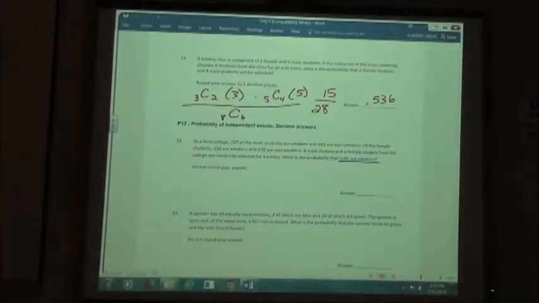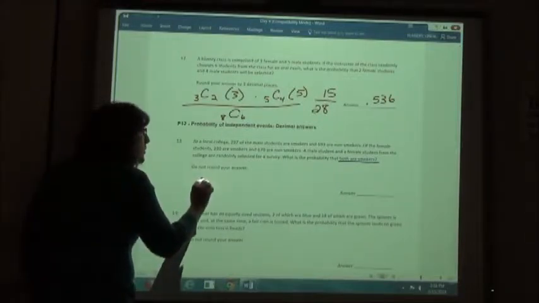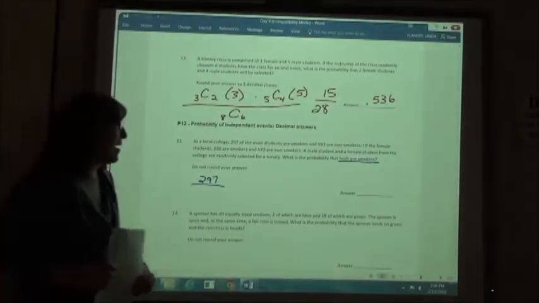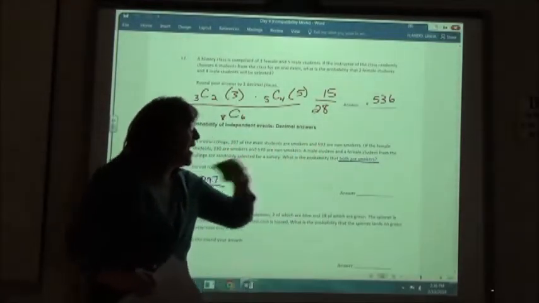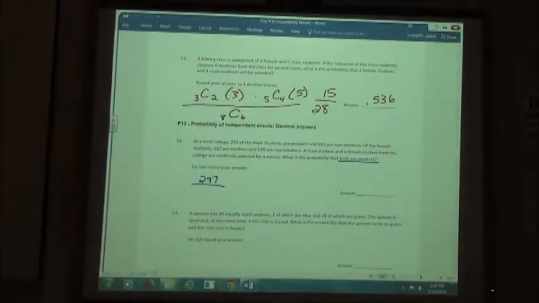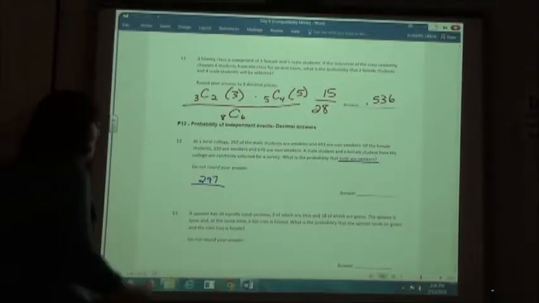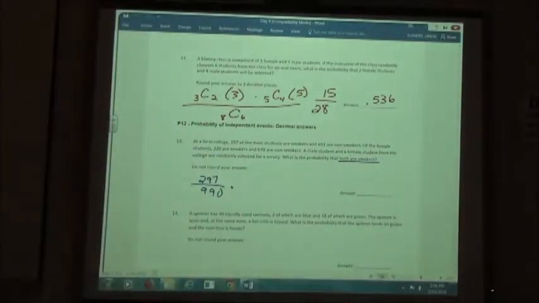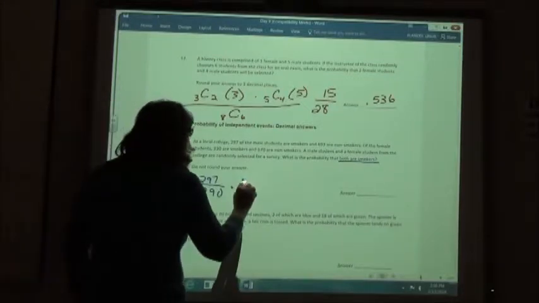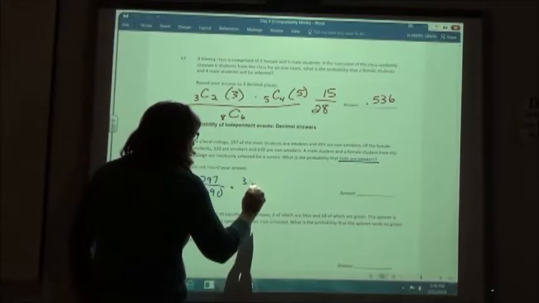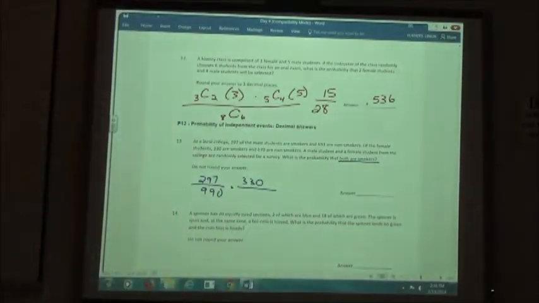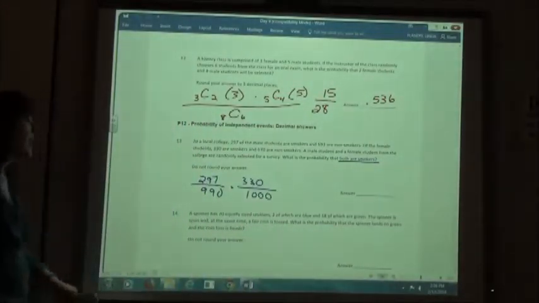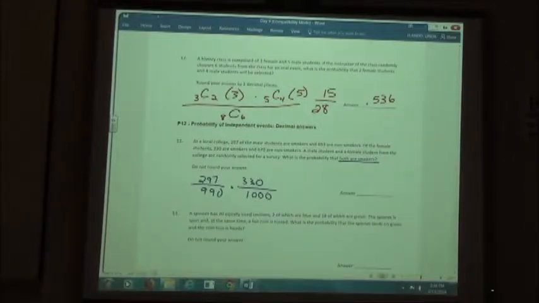So for the males, how many were smokers? 297. Out of a total, how many total males do we have? If 297 are smokers and 693 are not, if I add those together, how many total males are there? 990. Now we're going to do the females. So for the females, how many are smokers? 330, and then we need the total number of female students, 1,000. All right, so now we need to multiply those two things together.